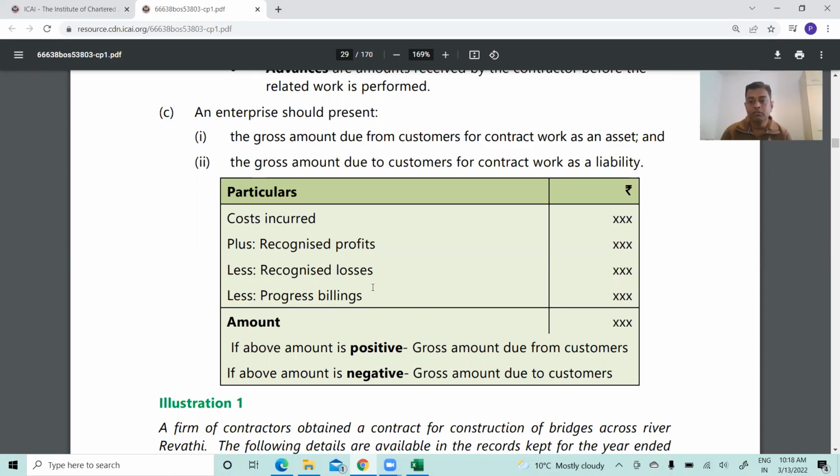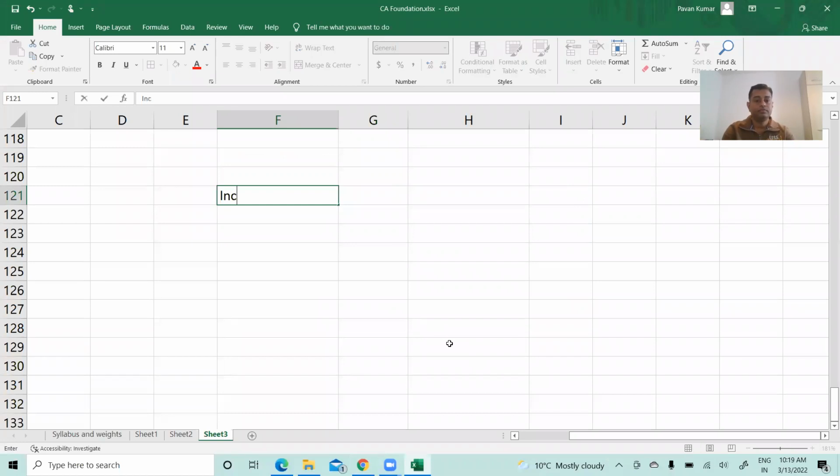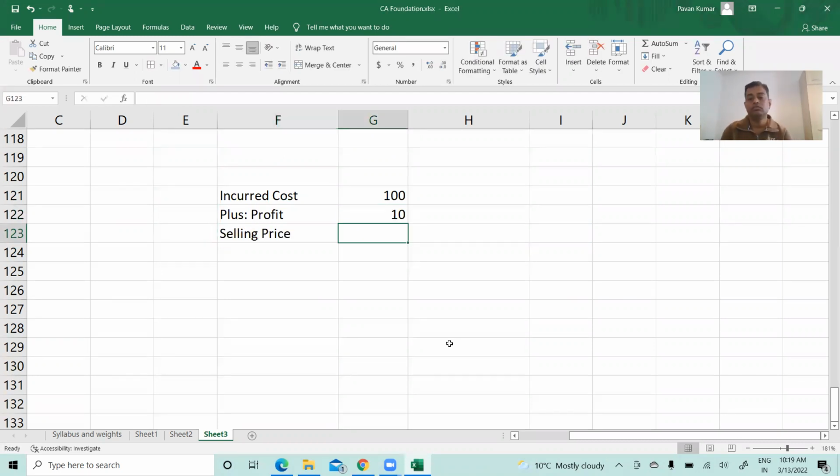Are you done copying this pro forma? Yes, sir. Okay, now look here. You have incurred a cost of, say, for example, 100 rupees plus your profit element is 10. What is selling price? You have incurred cost 100, you added profit 10, so total selling price 110. Correct. In this, customer paid 40. What is due? 70. That's all. That is the pro forma you have written just now.